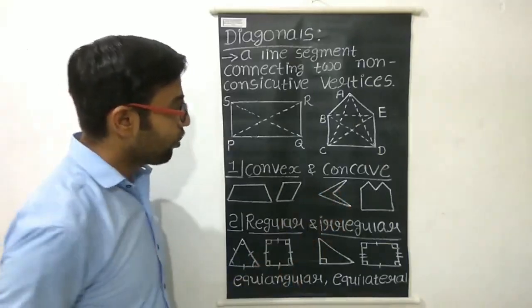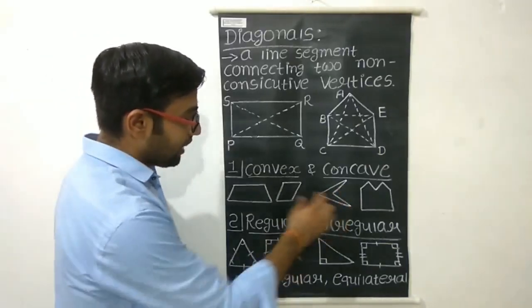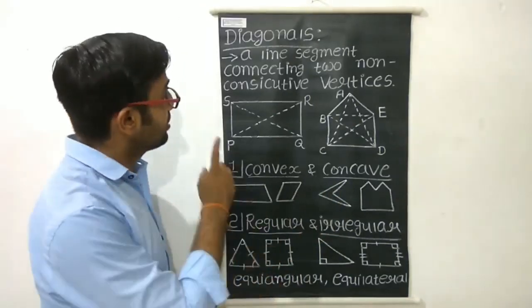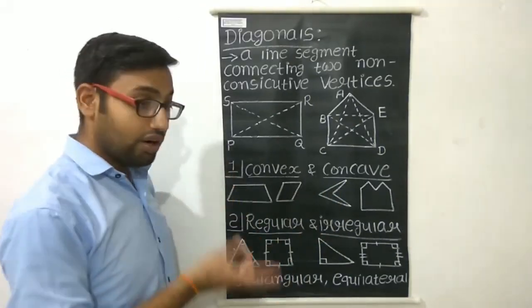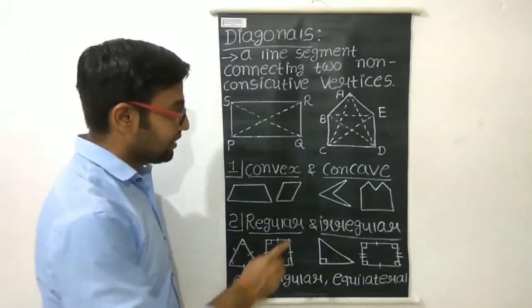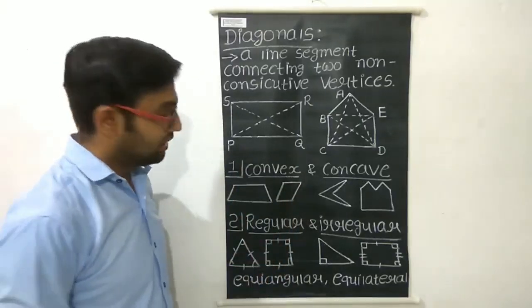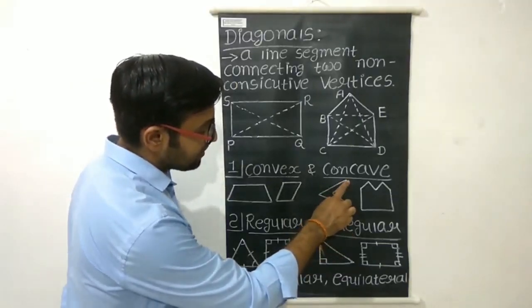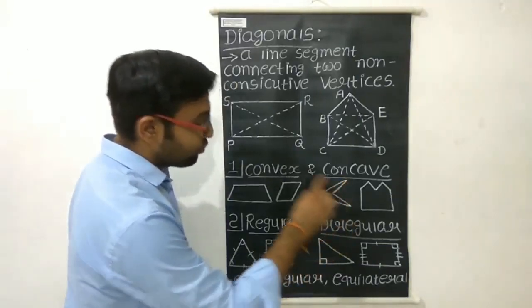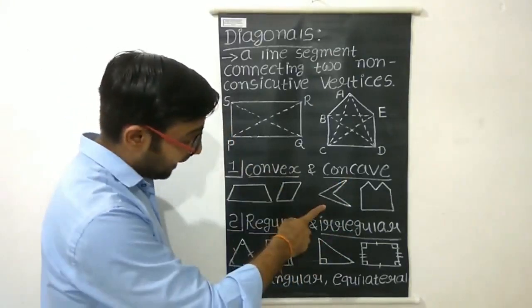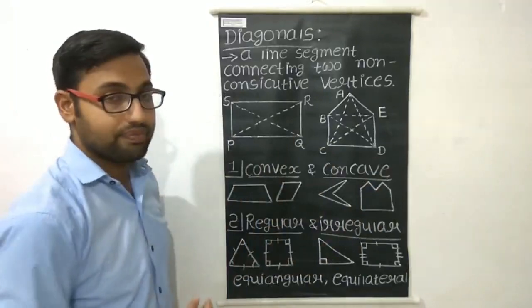Now here, concave. Concave means if we draw all the diagonals and one of the diagonals remains outside the shape, then it is called a concave. See, this is one vertex. If we skip this, we can select this, and by joining these 2, we get a diagonal according to the definition, but this diagonal remains outside the shape.